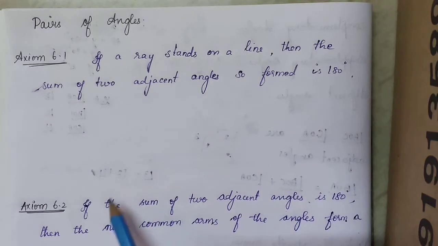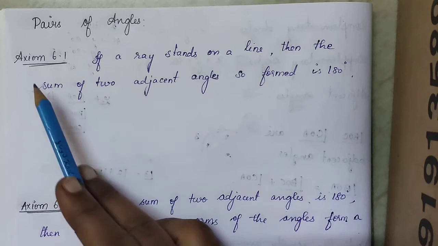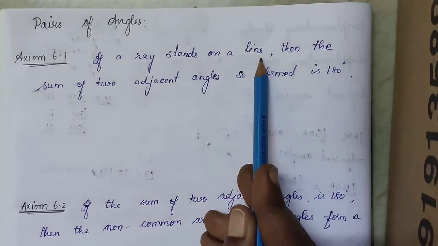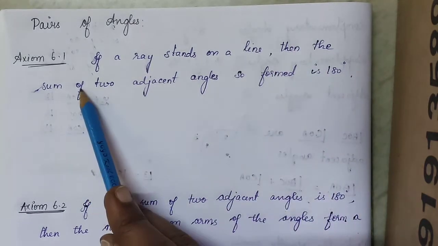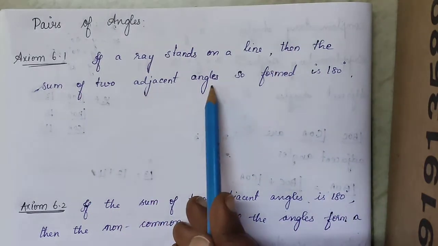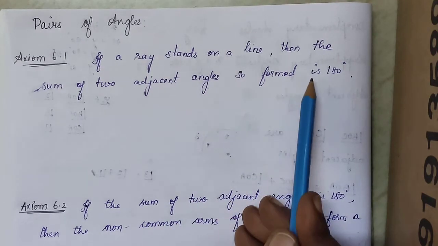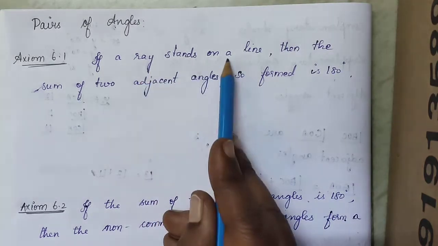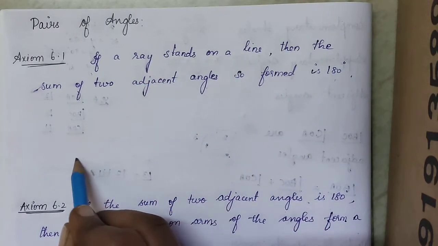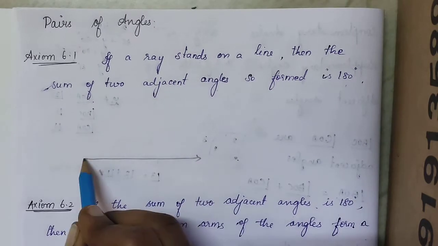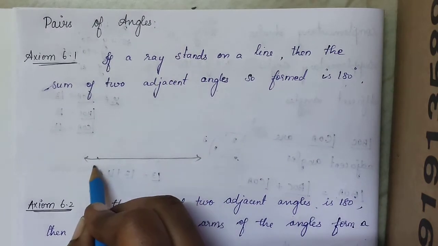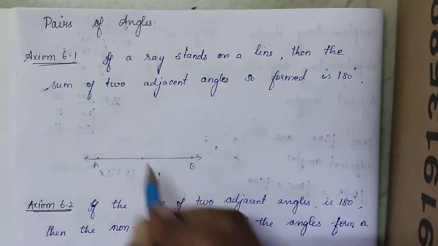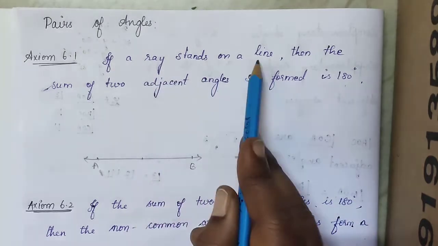The next topic which we are going to discuss is pair of angles, axiom 6.1. If a ray stands on a line, then the sum of two adjacent angles so formed is 180. Now see here, a ray stands on a line. Let us take a line here. AB is a line.